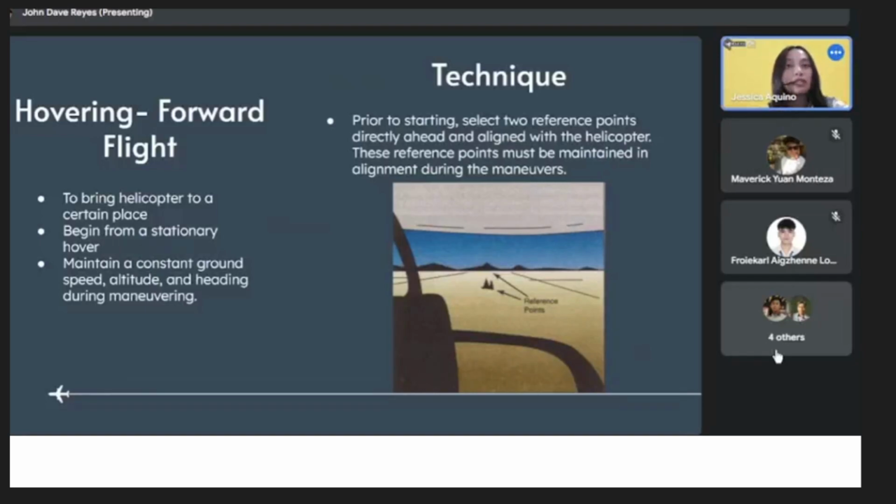So for the technique for hovering forward flight, first, before starting, in order to keep the helicopter on a straight path, it is necessary to use two reference points that are aligned and positioned at a certain distance ahead of the helicopter. The figure here shows the two reference points.